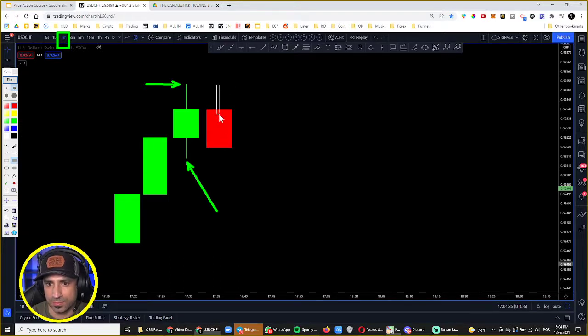You end up with this sort of candle, okay? Why? Because it opened right here, went up. If it would have just ended right at this point, it would have been a green candle. But as it came down past the opening price and shot all the way down, it turned red, because again, it opened right here and it closed right here, and this is the highest point.